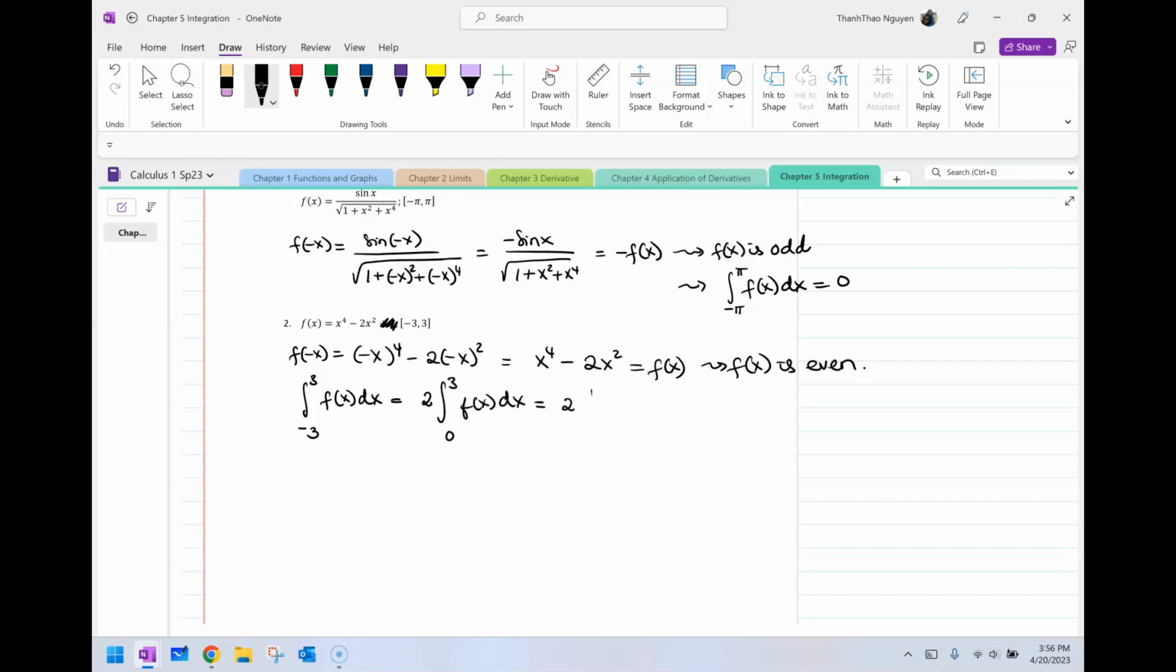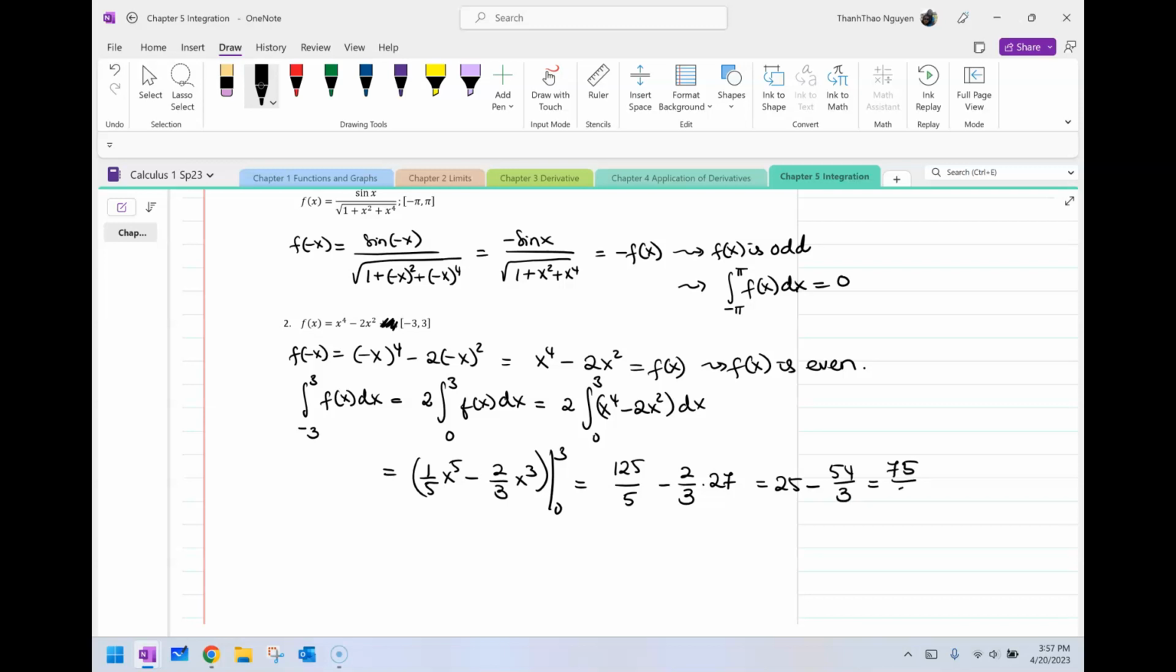And that is 2 times 1/5 x to the 5th minus 2/3 x to the 3rd, evaluated from 0 to 3. So 3 to the 5th is 125 over 5, minus 2/3 times 27. And this is 25 minus 54 over 3. So 75 over 3 minus 54 over 3. This is 21 over 3, equal to 7.